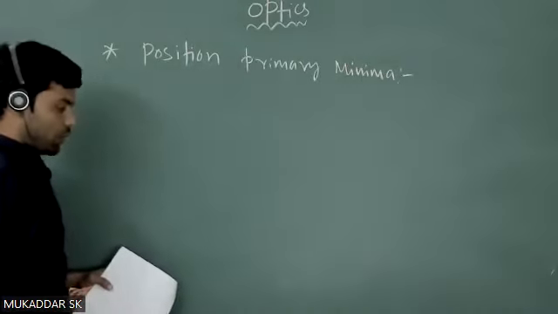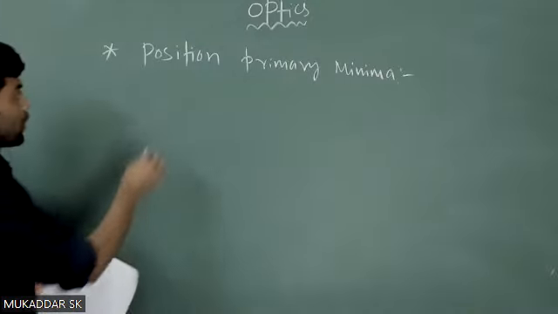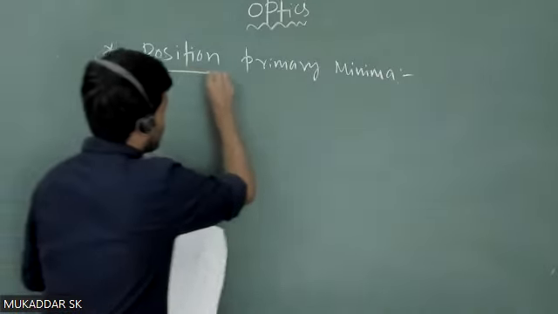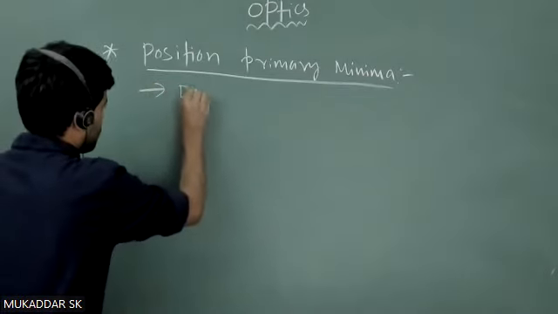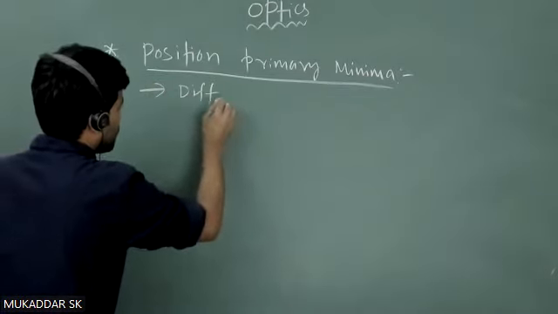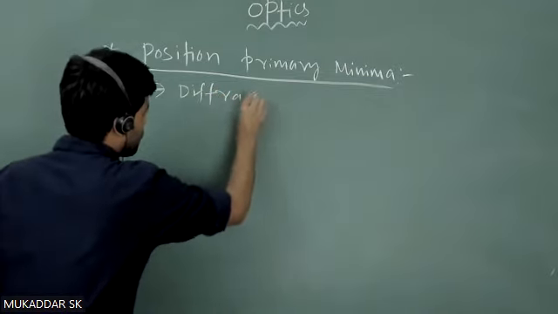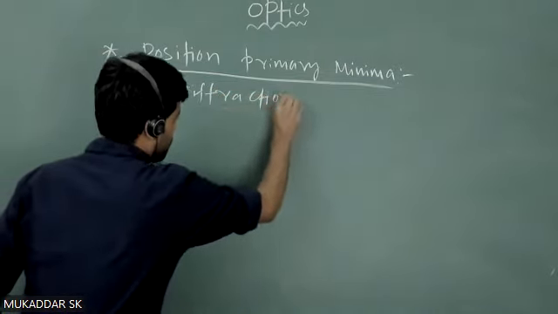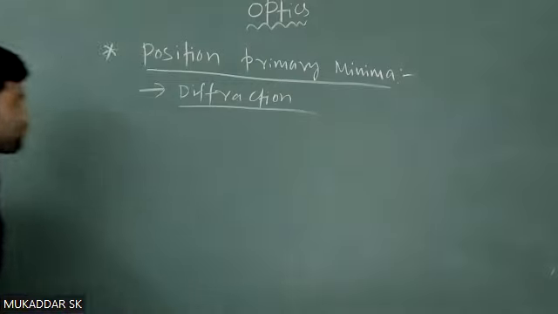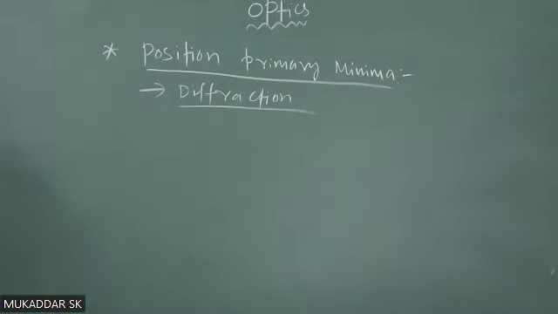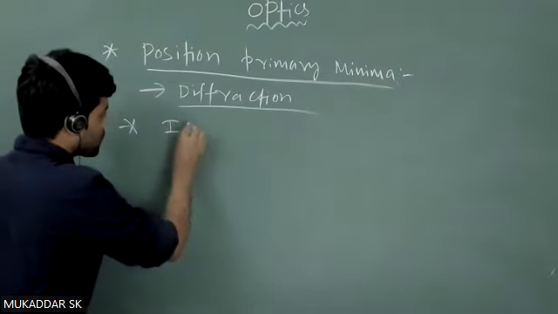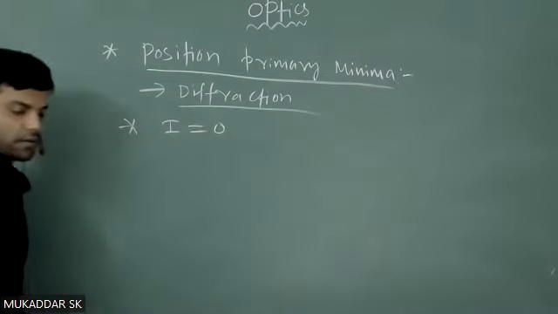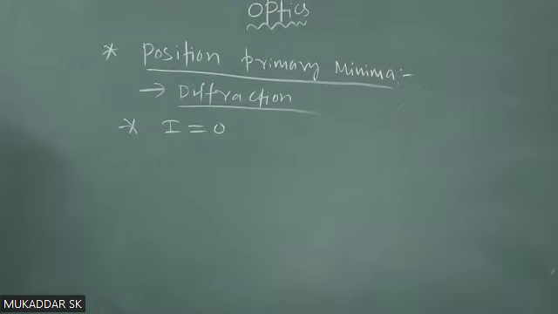So similar to double slit diffraction, the cause of primary minima is basically what? Diffraction. So the primary minima arises due to the phenomenon of diffraction. Okay. So at minima, I will be how much? 0, right? That will be 0. ठीक है.